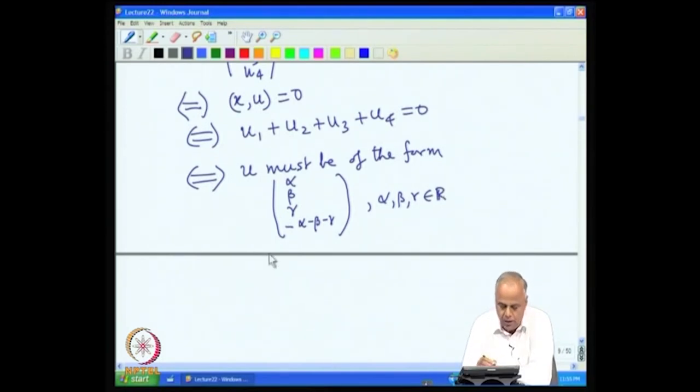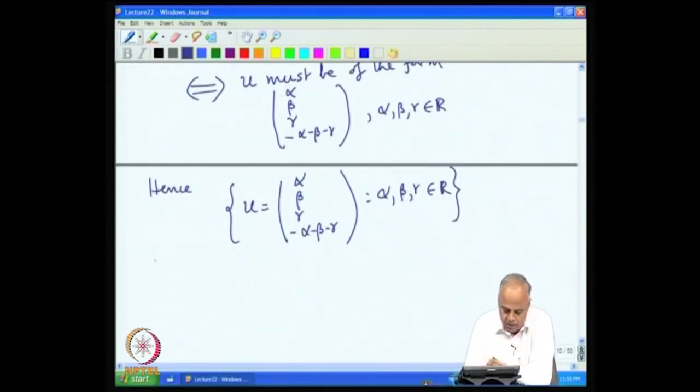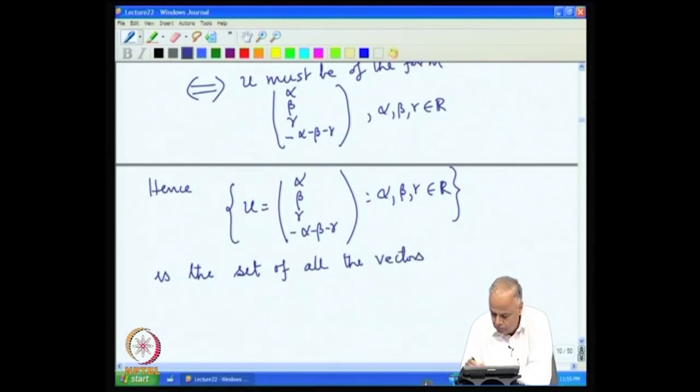So, this is the set of all vectors which are orthogonal to x. Hence, the set of vectors of the form, I will call it u, since I called it u before, u equal to (alpha, beta, gamma, -alpha - beta - gamma), where alpha, beta, gamma are real numbers. This collection of vectors is the set of all the vectors orthogonal to x.